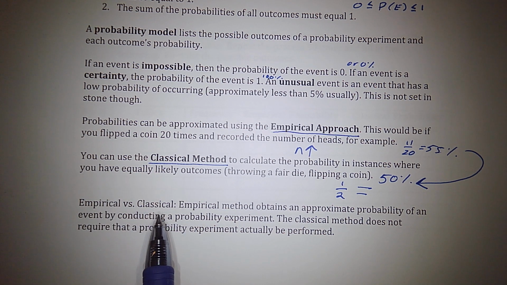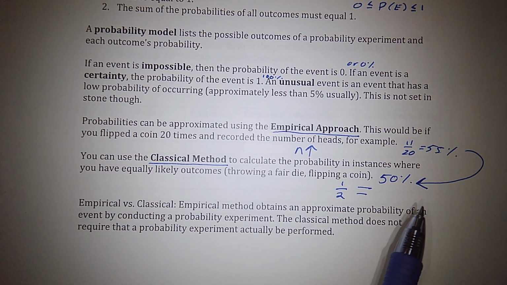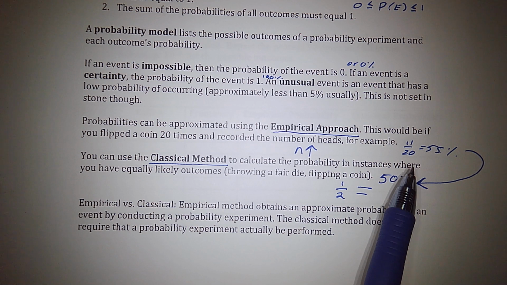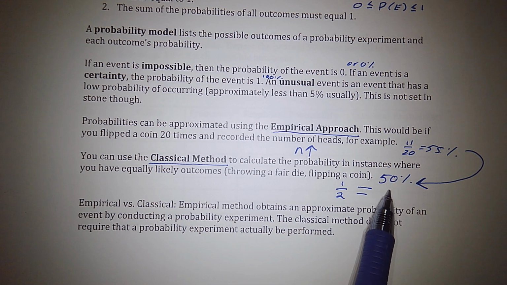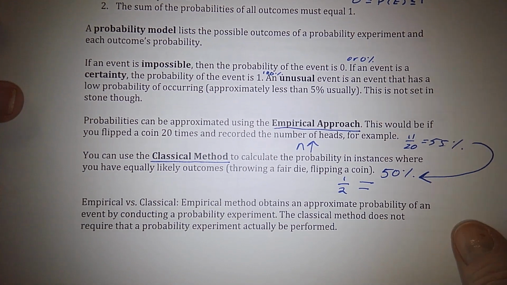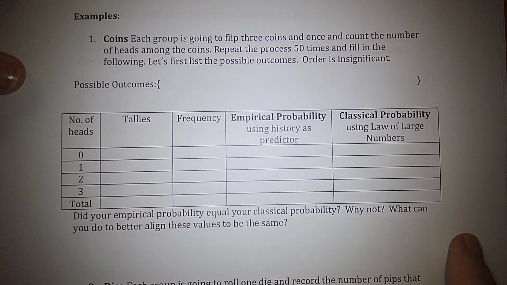The empirical versus the classical method. The empirical method obtains an approximate probability of an event by actually conducting an experiment, whereas the classical method does not require an experiment actually performed. So on the next page, we're going to do an example.